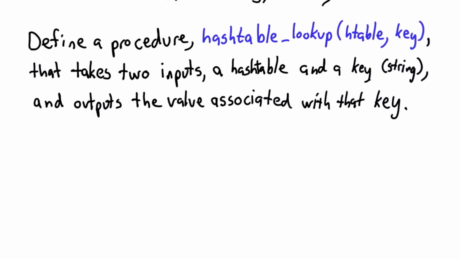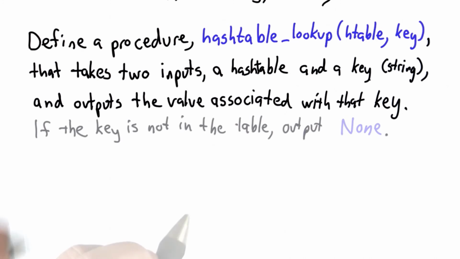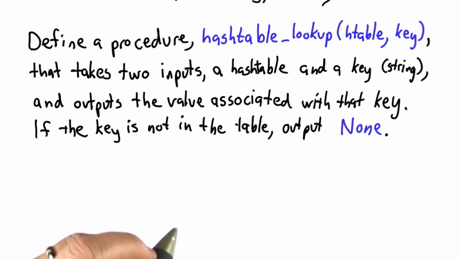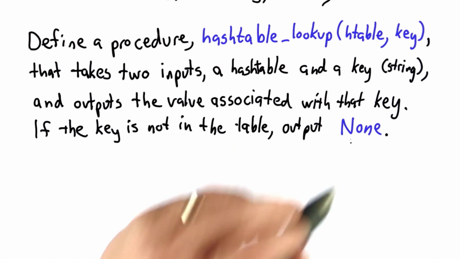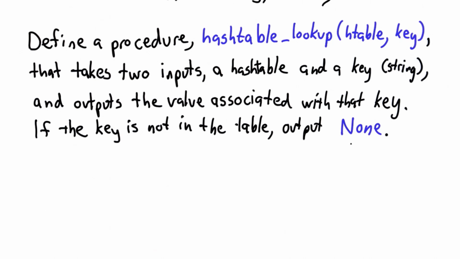We could produce an error. The problem with producing an error is then we've got to deal with it when we call it. We'd like to instead produce a value that we can use to represent the case where there's no entry associated with that key. And we'll use the None value for that. So if the key is not in the table, the result of lookup should be None, which means there's no value associated with that key.